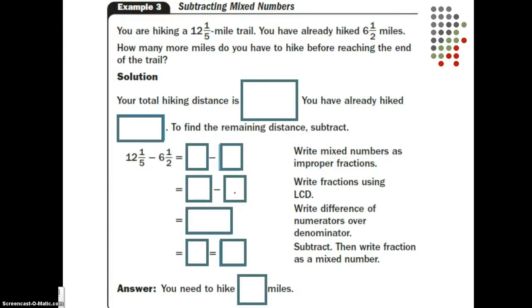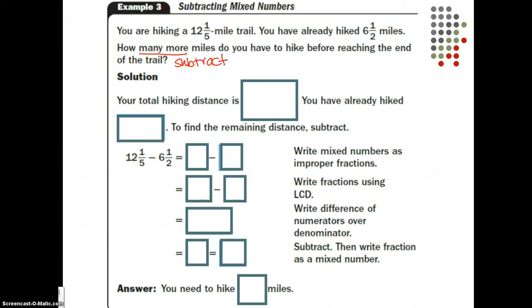For example 3, you are hiking a 12 1/5 mile trail. You have already hiked 6.5 miles. How many more? You can always know that when it asks the question, how many more, you are going to subtract. How many more miles do you have to hike before reaching the end of the trail?